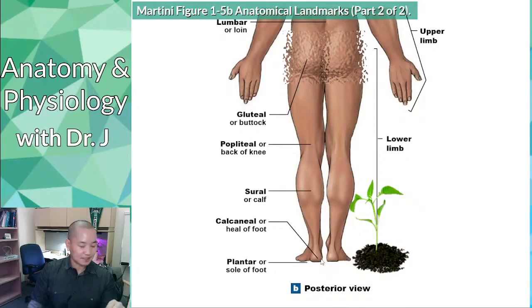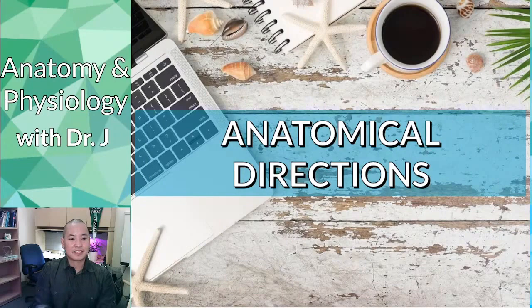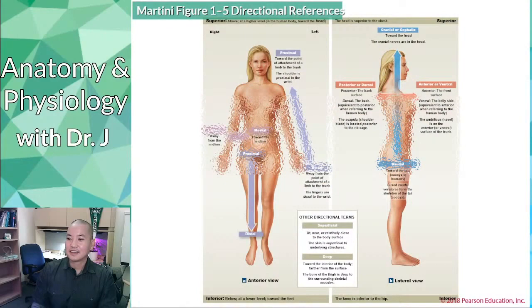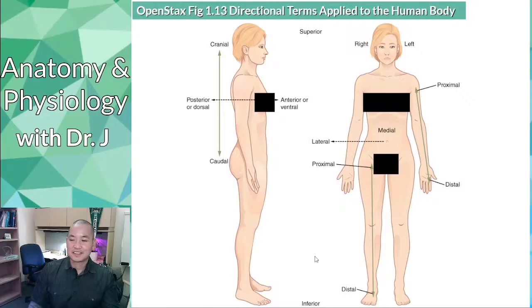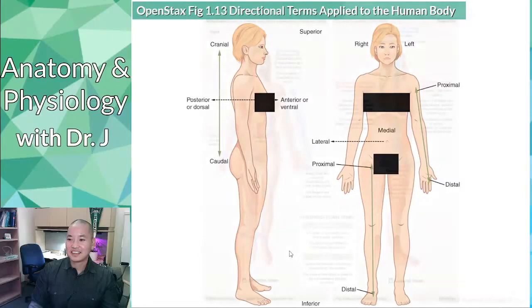Okay, so we talked about anatomical landmarks, then you also combine them with anatomical directions in anatomy. This is from the Martini version, and then we have the OpenStax. So it's kind of like name brand versus great value, right? But I think the OpenStax one actually works better because the Martini, as you can see, often has a lot going on and a lot of detail. But OpenStax, again, you get what you pay for, right? So it's pretty simple. I think it actually works for this context right here.